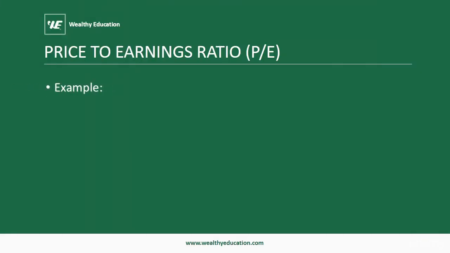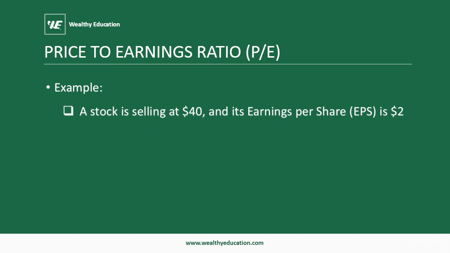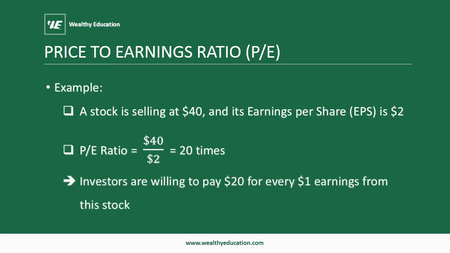For example, a particular stock is selling at a price of $40 a share, and its earnings per share is $2. So, in order to calculate its P/E ratio, you simply take the selling price and divide it by the earnings per share. So the P/E ratio is 20 times. This ratio explains that the investors are willing to pay $20 for every $1 in earnings from the company's stock.